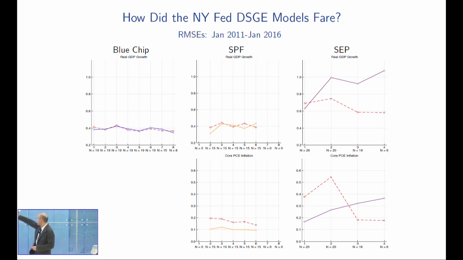I don't know if I have a pointer on the right-hand side. And here we compare our forecast with the one from the SEP, the Summary of Economic Projections from the FOMC. So these are the median Summary of Economic Projections forecast errors, right, in purple. And again, the red is the DSGE. You see that for real GDP growth, about the same, year 1, 2, 3, 4. Year 1 is the same year as we produce a forecast, 2 is next year, and so on.